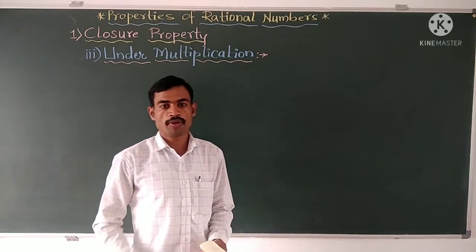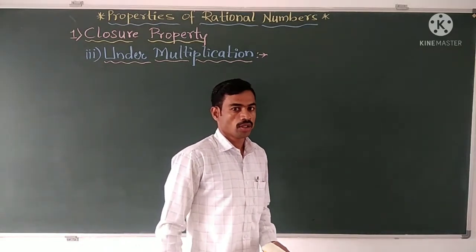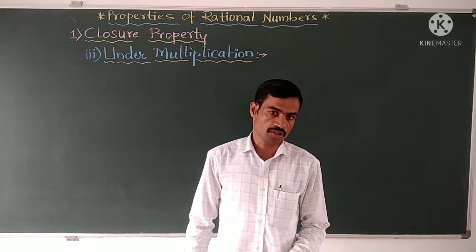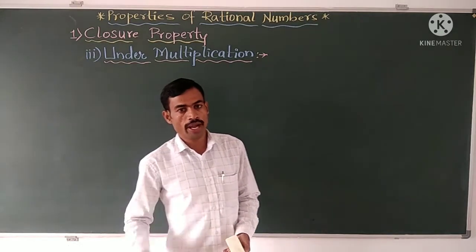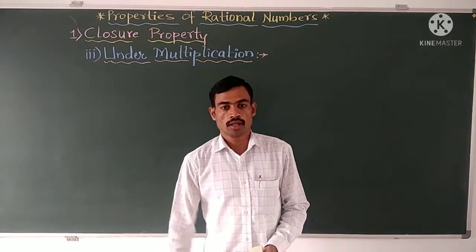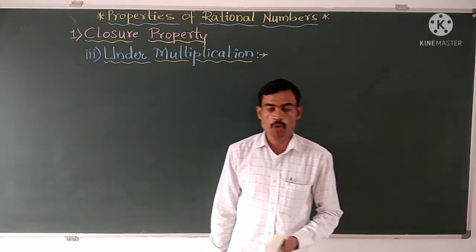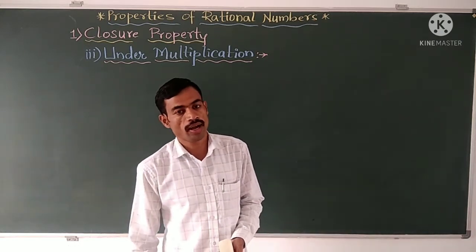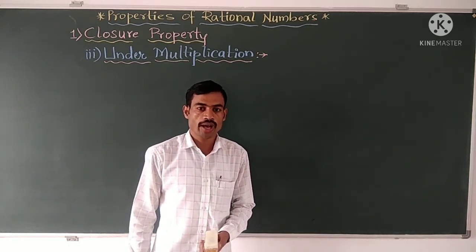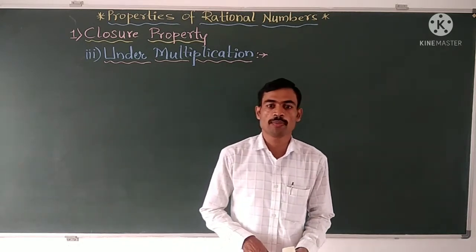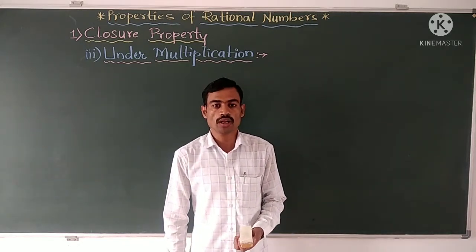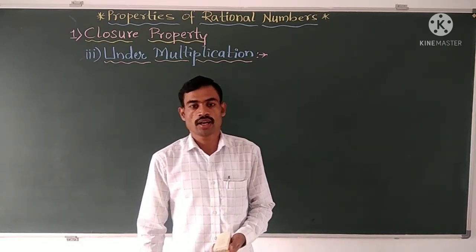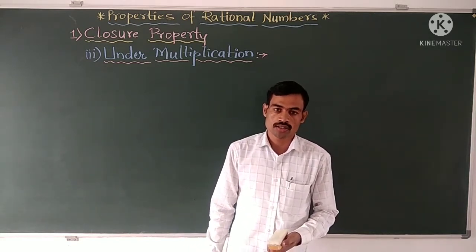Dear students, in the previous class we discussed the closure property of rational numbers under addition and subtraction. Now we have to discuss the closure property of rational numbers under multiplication and division. Clear? As we have seen, rational numbers are closed under addition as well as under subtraction.